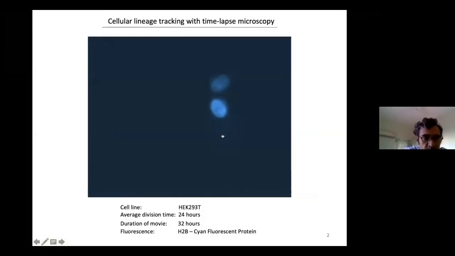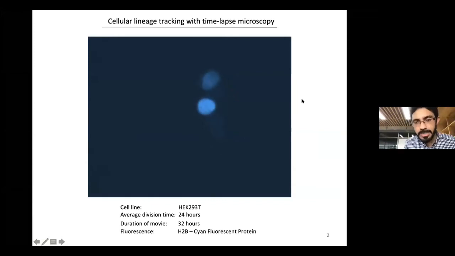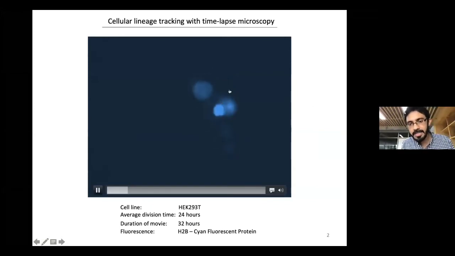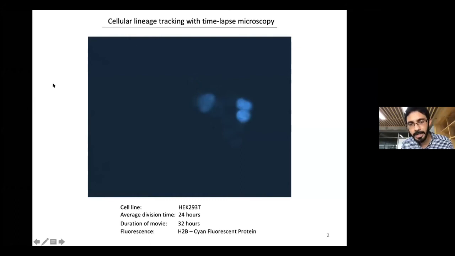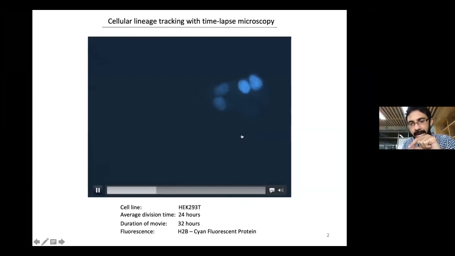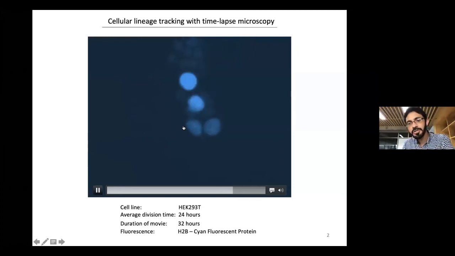So if I play this movie, notice that we can actually track every single cell. Let this movie play out fully. You'll see some more division. What we do in the lab is we generate these kinds of movies, and we can basically track every single cell. You see these two are sisters and these two are sisters. The identity of these cells is not going to be lost till your sample becomes really packed.